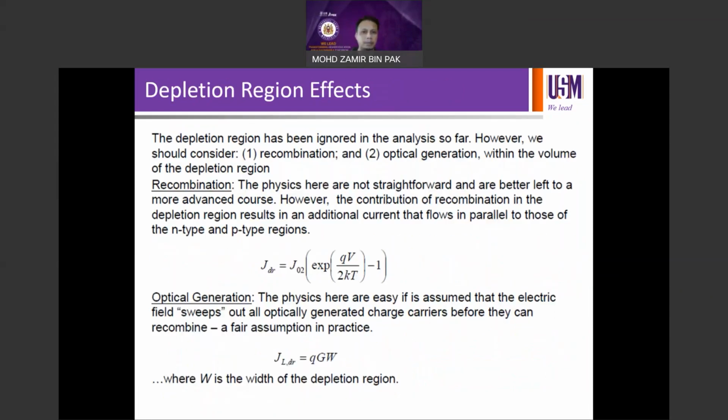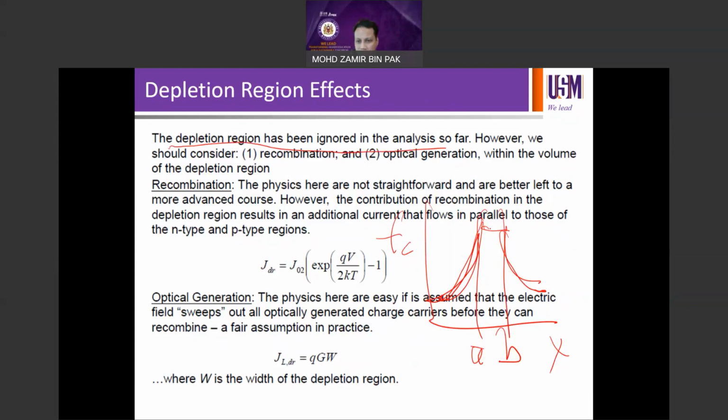Okay. Depletion region effects. The depletion region has been ignored in the analysis so far. So we have been assuming that we're going to have that kind of carrier collection probability, right? And this being your depletion region, A and B, and the decay stays on the left and right. So we have been assuming that this is always what? Always 100% in the depletion region.